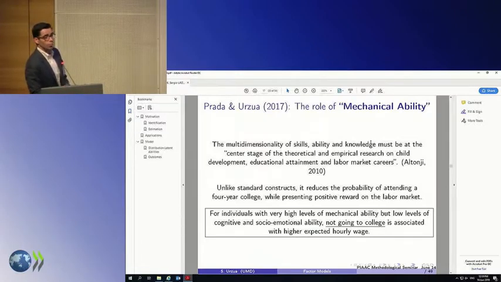But why? Well, it turns out mechanical ability has a huge return on the labor market, but for those individuals not going to college, which, once you think about it, makes sense. You don't have to have high levels of cognitive ability or non-cognitive ability to do well. Maybe you have people with different bundles of skills, and so this could be an opportunity for those not lucky enough to have high levels of the other two, by having high levels of this mechanical ability, to do well. So that's sort of what we do in this paper.